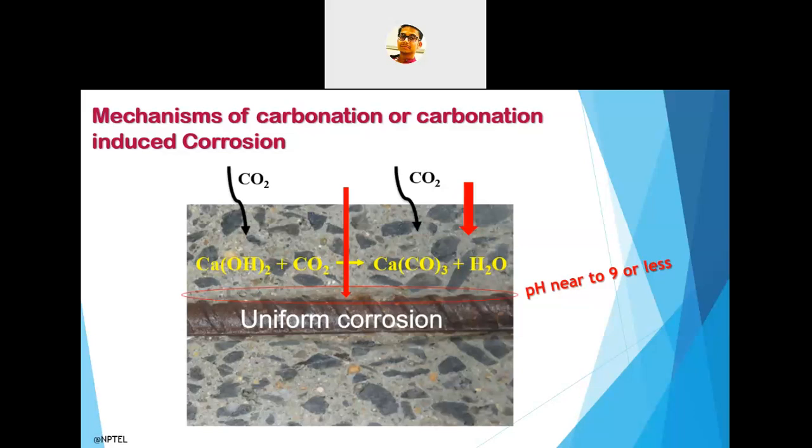And if the carbon dioxide reaches just near the surface of the rebar, near the surface of this rebar here, then the surroundings of the bar may get acidified, and if the pH goes to 9 or less, the corrosion initiates. So we'll see.